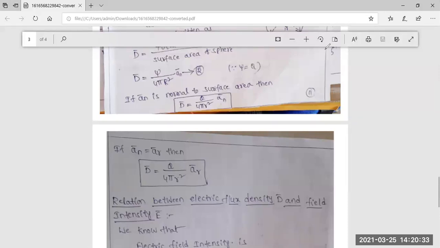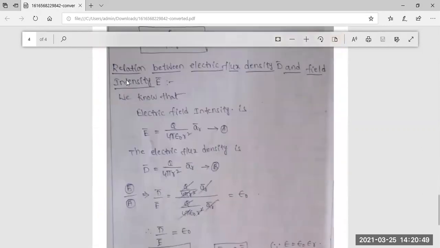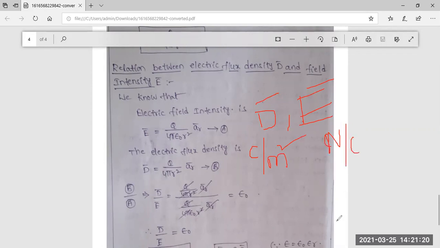Already we derived the electric field intensity due to a point charge, because based on Coulomb's force we can derive the electric field intensity from point charges. Now we have also derived the electric flux density due to a point charge. Electric flux density means D bar. Electric field intensity means E bar. D bar units are coulombs per meter square. E bar units are newtons per coulomb, and newtons per coulomb are volts per meter.